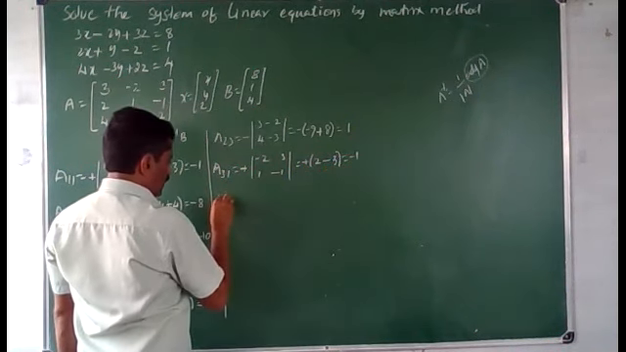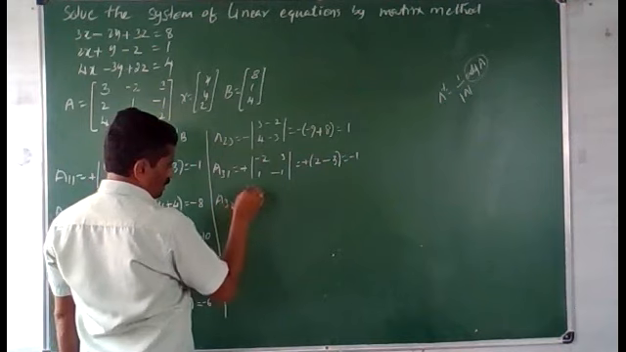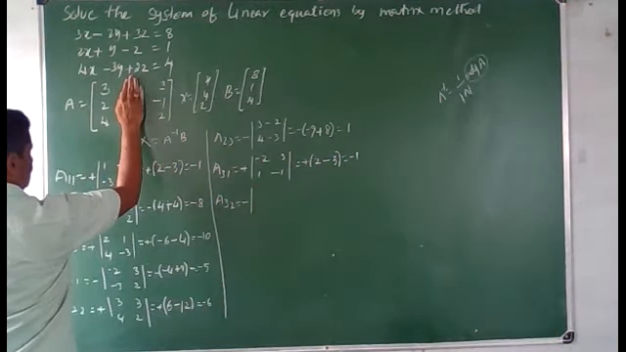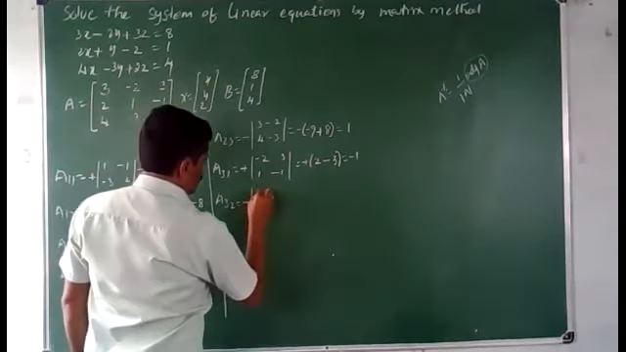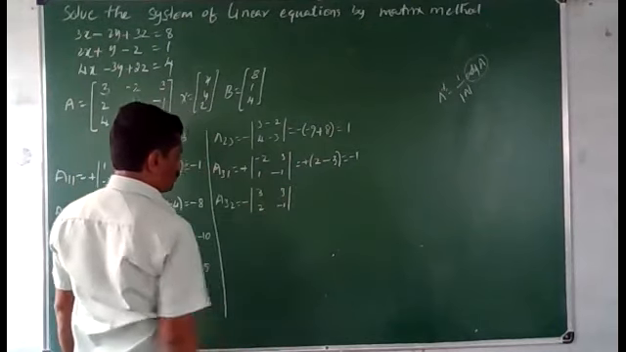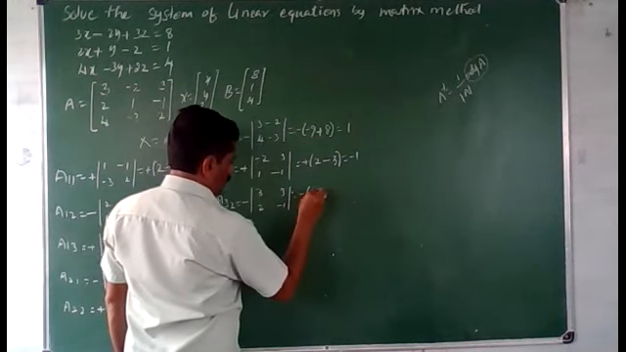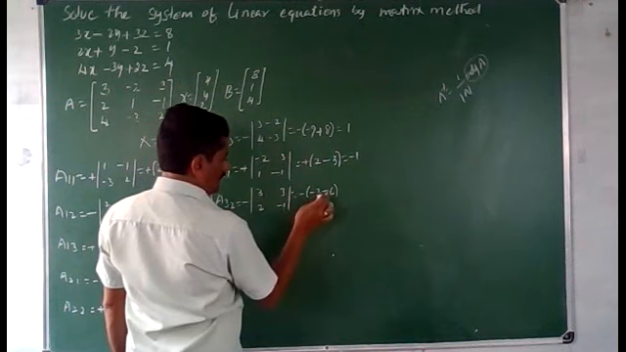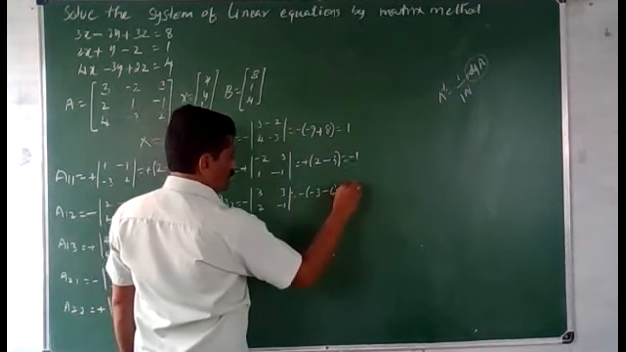Again, the cofactor of a32 is 3 plus 2, which is 5. 5 is an odd number, right? So minus. Okay, the cofactor of a32, leaving this column and row, we have 2, 3, 3, minus 1. Again that is equal to minus of: 3 into minus 1 is minus 3, minus 2 into 3, that is 6. Again, minus 3 minus 6 is minus 9, minus of minus is plus 9.